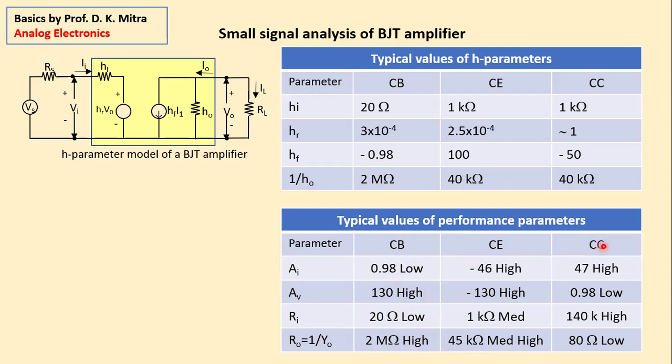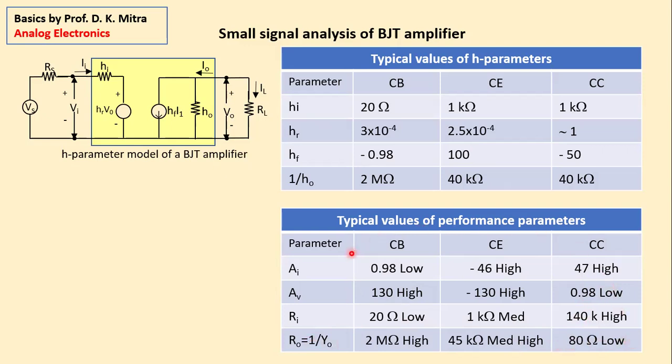Now coming to common collector. Common collector current gain is high, 46, 47, same as common emitter mode. Its voltage gain is very low. So the common collector circuit is not used for voltage gain. It has some other specific use that we shall discuss when we discuss the common collector amplifiers. Common collector input resistance is very high, 140K. But common collector output resistance is very low, 80 ohm.